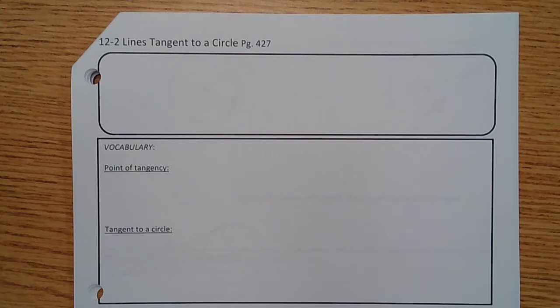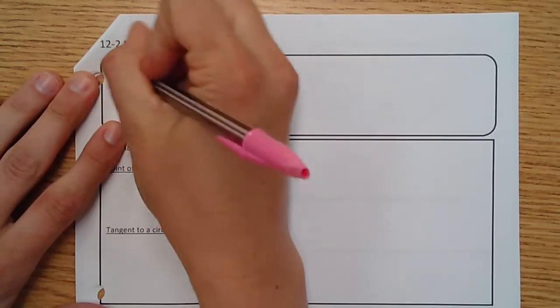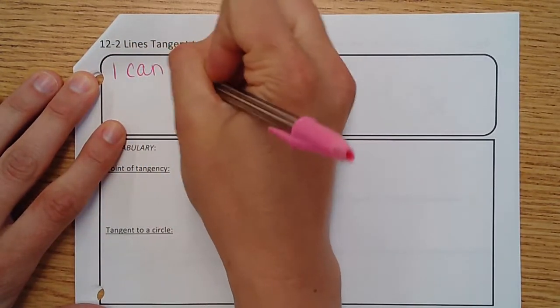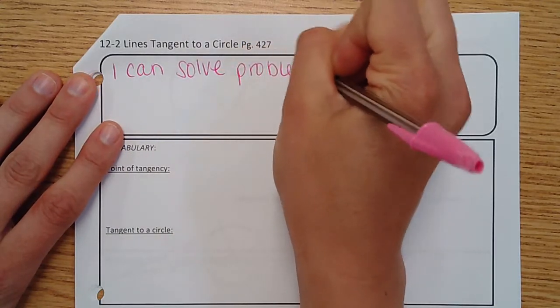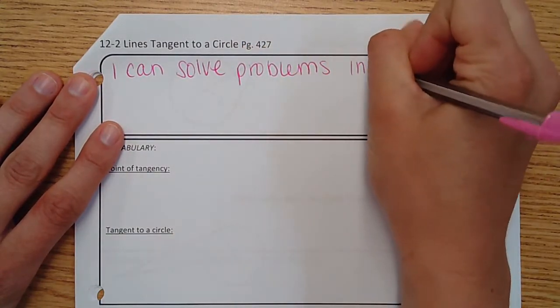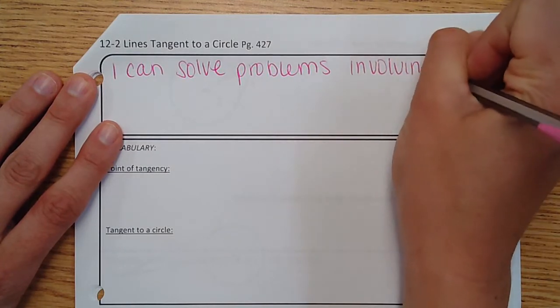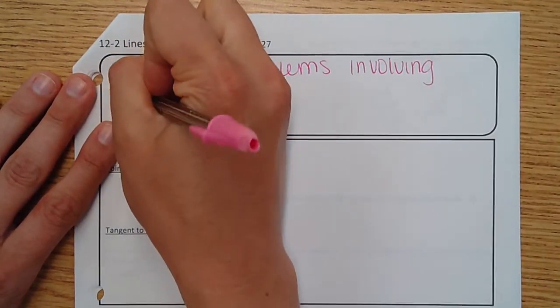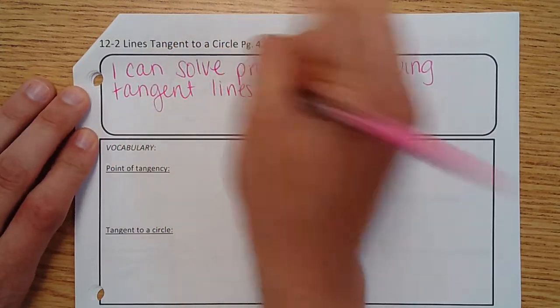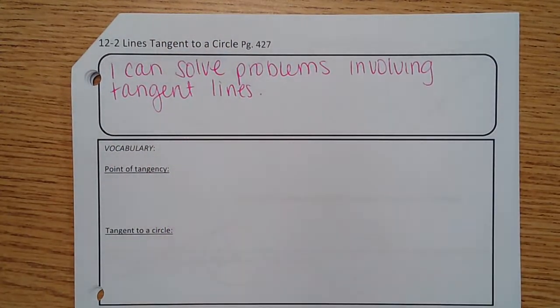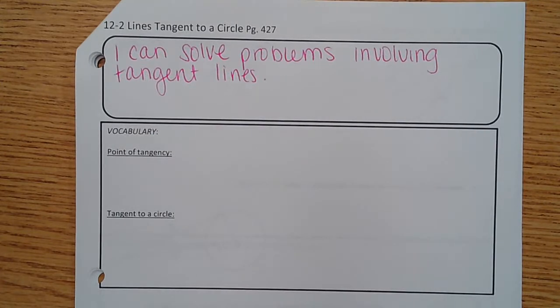All right, so section 12.2 is lines tangent to a circle. So I can solve problems involving tangent lines. All right, so we have a couple of vocabulary. I'm going to do the second vocabulary first.